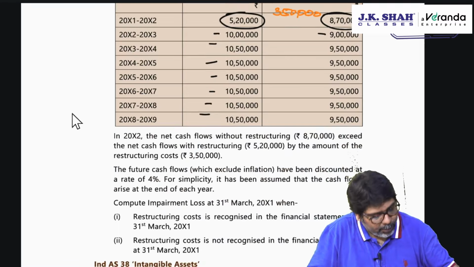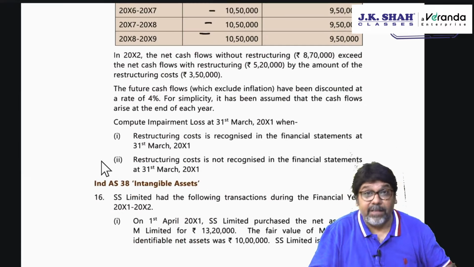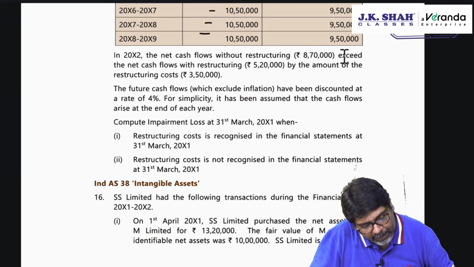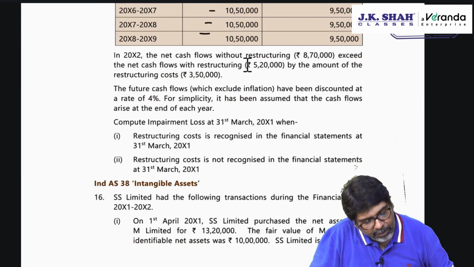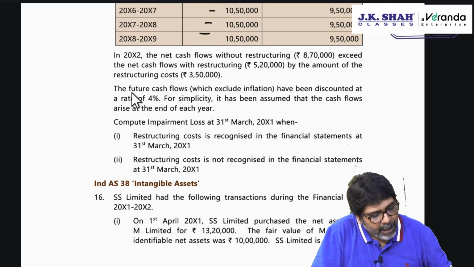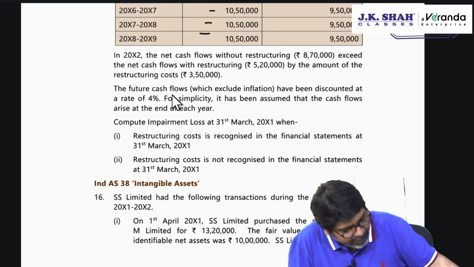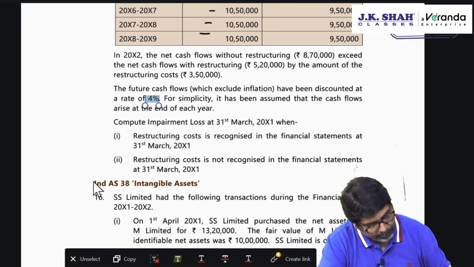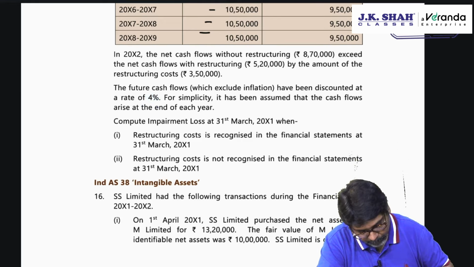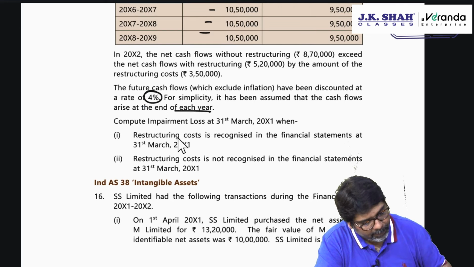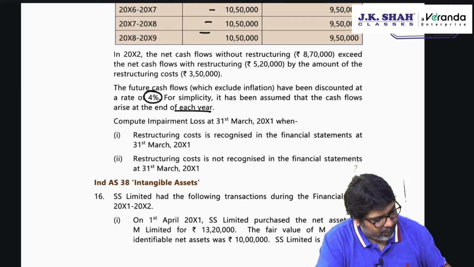Now chartered, there are two possible scenarios. One is with restructuring, one without restructuring. The net cash flows without restructuring cost, 8,70,000, exceed the net cash flows with restructuring, 5,20,000, by the amount of restructuring cost 3,50,000. Fair enough. The future cash flows which exclude inflation have been discounted at the rate of 4%. For simplicity, it has been assumed that cash flows arise at the end of each year. Compute the impairment loss. Now chartered, this is very simple.